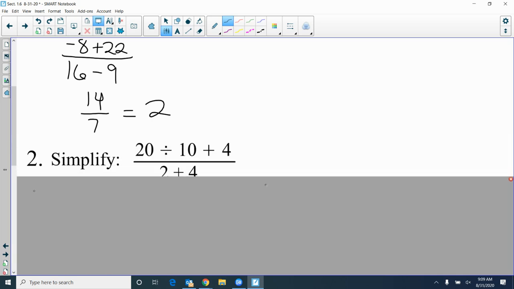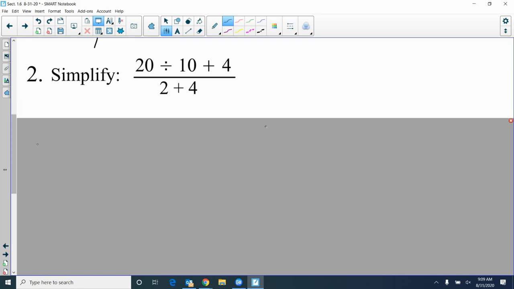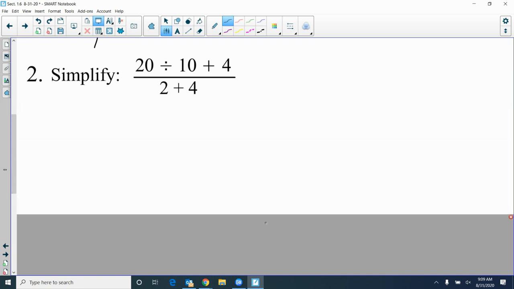All right, next one. Same kind of idea here. We're simplifying this. We have a grouping symbol of the fraction bar. So tell me, what can I do first? Evan, what do you think? Well, yeah, 20 divided by 10. All right, 20 divided by 10. What do I get? 20 divided by 10? That's 20 minus 10. There you go. All right, so I have 2 plus 4, and then I'm just going to leave this as 2 plus 4.